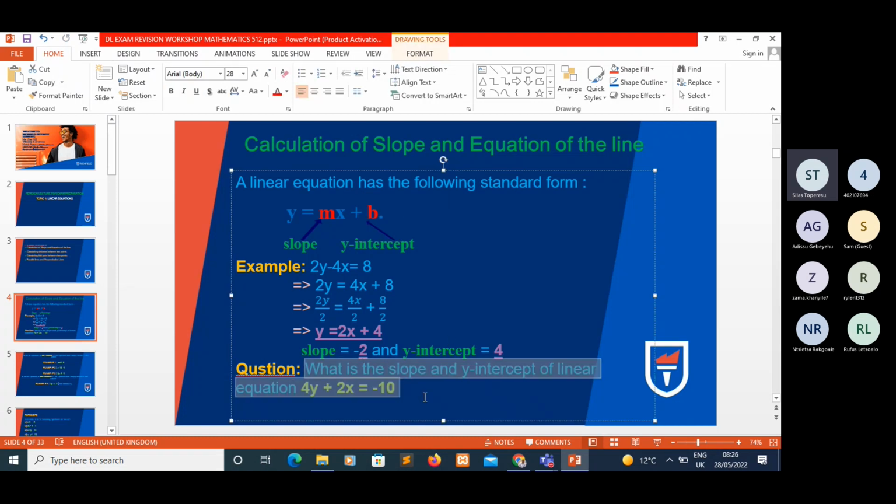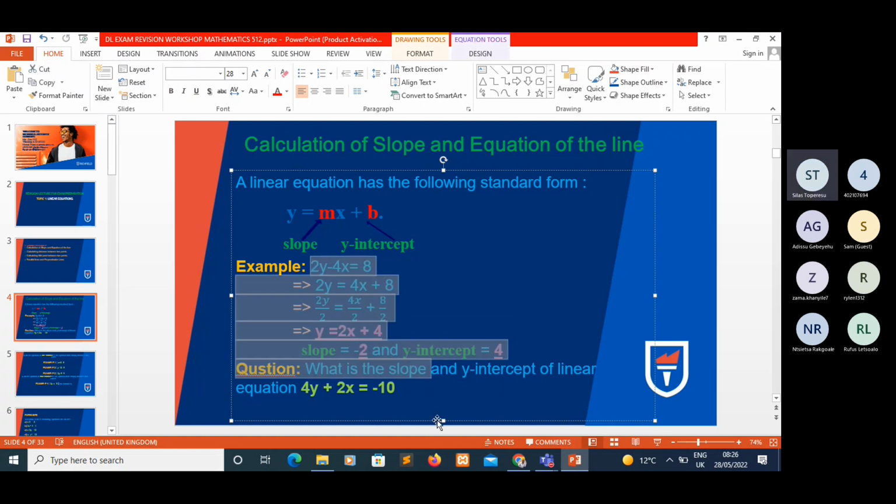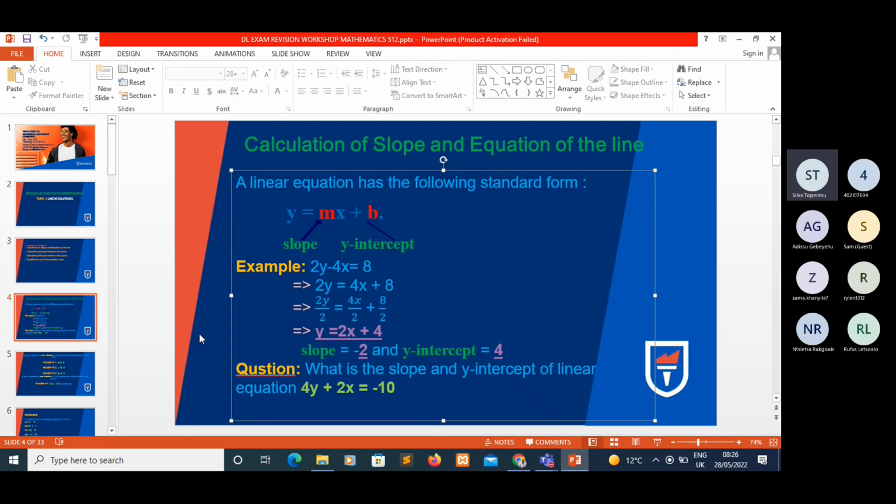I need you to go through this one maybe later. I'm going to share the slide with you so that at least you practice, you solve this one on your own, following the steps that I did in the example here. Okay, so let's move on.